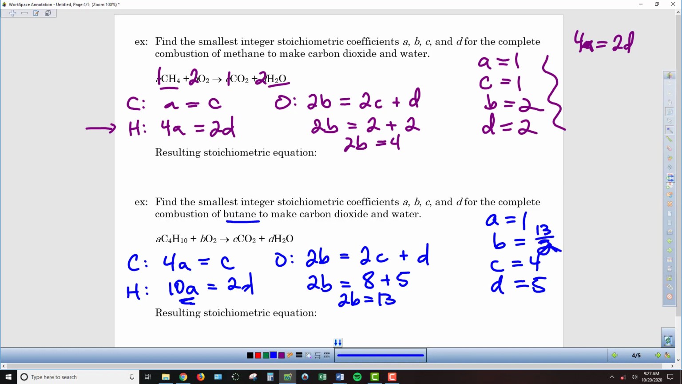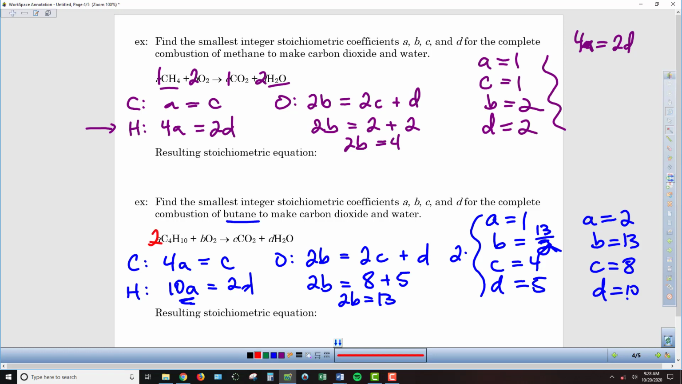So the problem I have here is I need integer coefficients for a final result. Since I ended up with a fractional value, I need to multiply everything by 2 in order to clear that fraction, or by whatever the common denominator is of any of the fractions that I end up with. So we're going to end up with A is 2, B is 13, C is 8, and D will be 10. Then I can just substitute those into my equation.